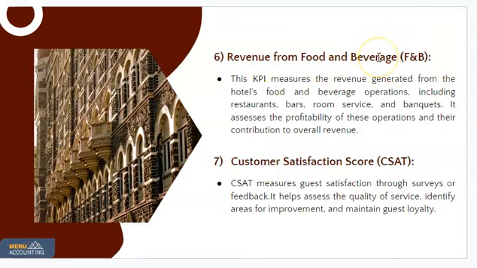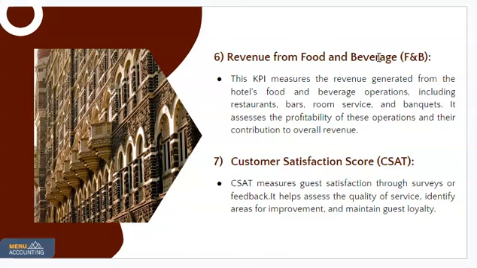Revenue from food and beverages. This indicator will measure the revenue generated from the hotel's food and beverage operations. This will include the restaurant bills, and if you are selling drinks in the hotel, that all will be included in this.